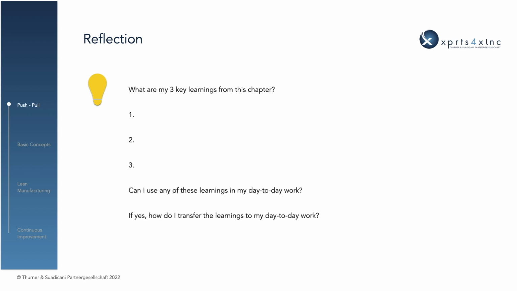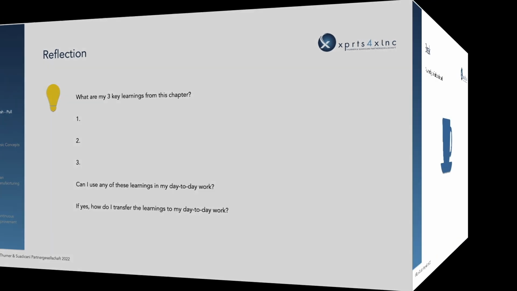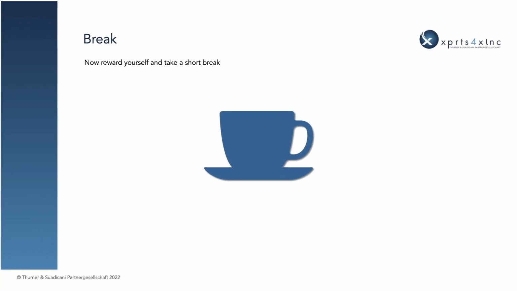With that, we have successfully completed the first chapter in this module. Please take a moment and think about what your 3 key learnings were in this chapter. Write them down. Ask yourself if you can use these lessons learned in your daily work. And if so, how? Now reward yourself and take a short break.